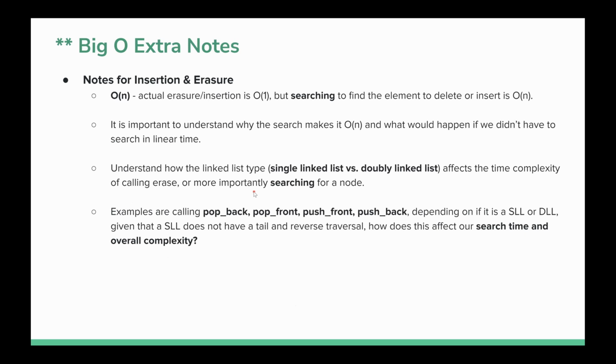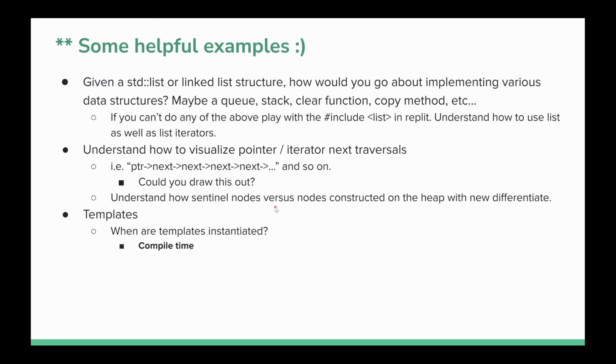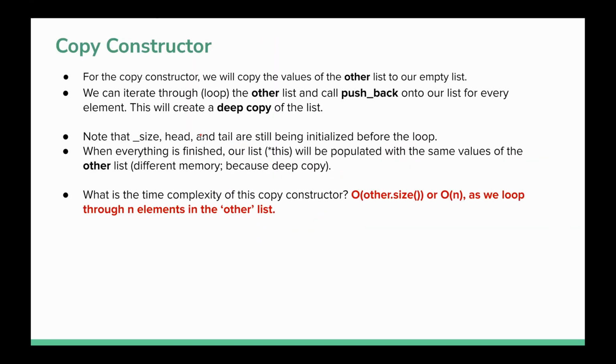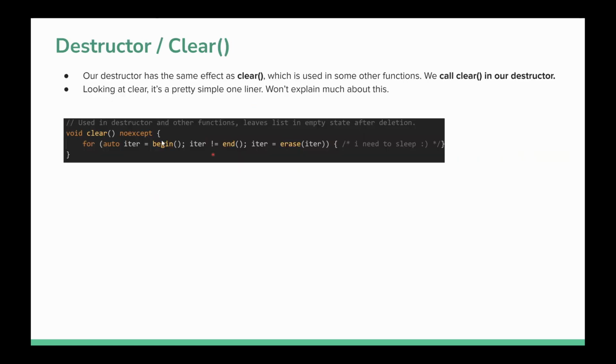Okay, some extra notes I wanted to briefly say. I pretty much already talked about these. It is important to understand where the search time comes from. Think about singly linked list versus doubly linked list for things. How does that affect our search time? Yeah, this is pretty much it. For a linked list, I provided some examples that'll kind of help, right? Given a standard library list or list structure, how would you go about implementing various data structures? Maybe a queue, a stack, a clear function, things that I said were important to understand how to do as far as concepts here, and how it's easier to understand this than it is this.